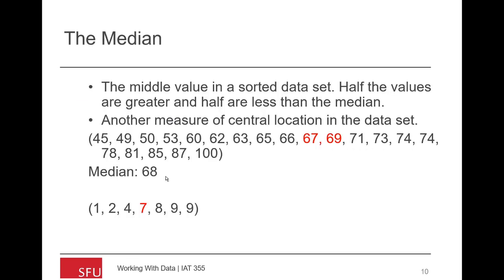So a way to deal with that problem or concern is to compute a different value, and that is called the median. So what is the median? The median is the middle value in a sorted data set. Half the values are greater and half the values in the list are less than the median. Instead of taking the values and adding them up, the computational method is to sort these values and pick the middle one, or if there's an even number of values in the list, as there are here, pick the middle two and take the mean of those two.